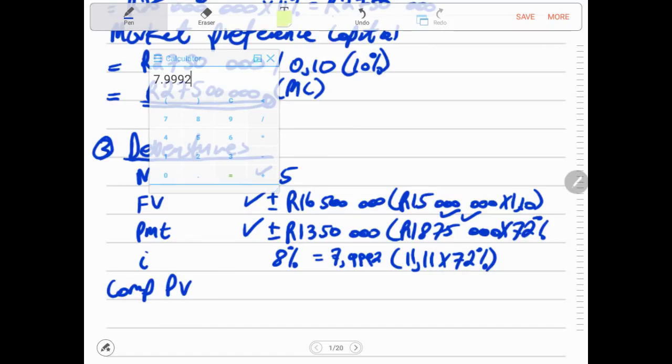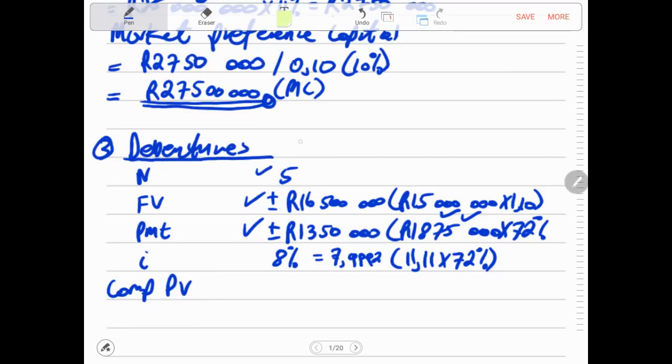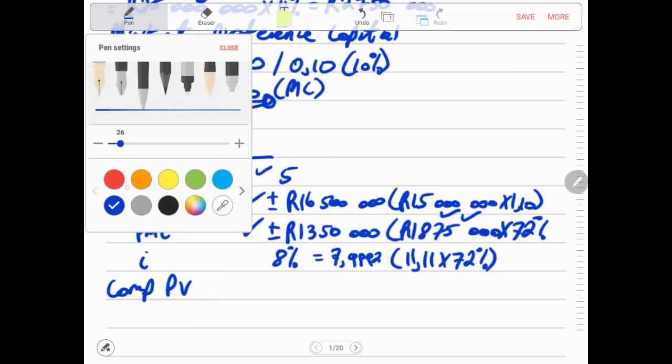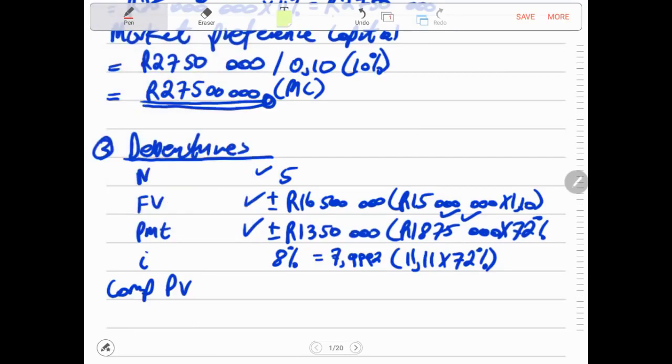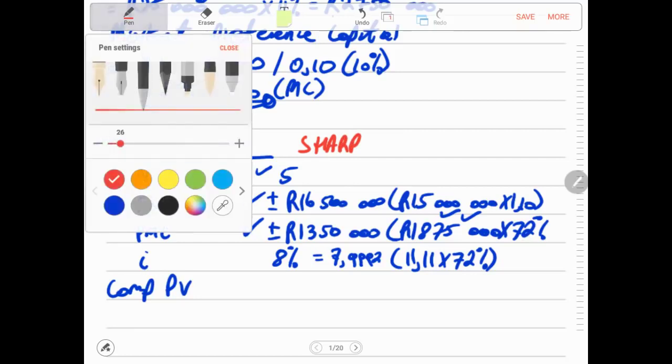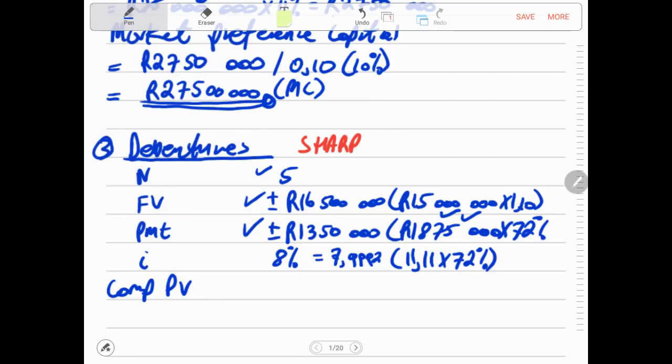And remember, once again, I am using a Sharp calculator. I want to emphasize that. My workings are based on the Sharp calculator, because it is really sharp. So my calculations are based on Sharp. If you are using HP, stick to your way of calculating present value on your HP calculator.